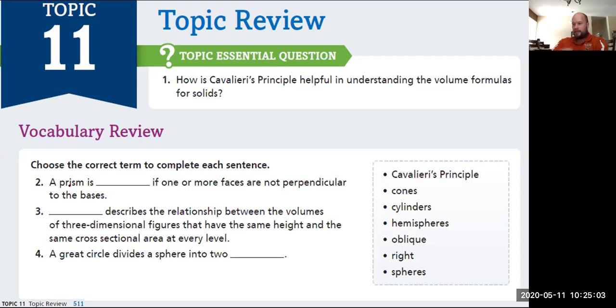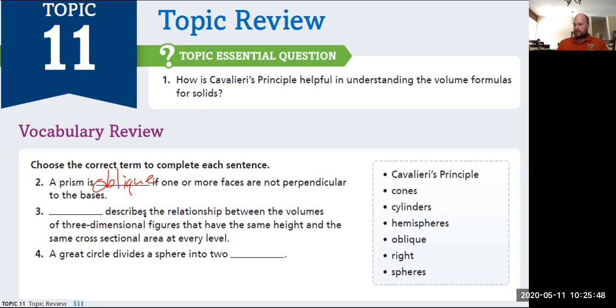For number 2, a prism is blank if one or more faces is not perpendicular to the bases. Well, if it's not perpendicular to the bases, that means that instead of going straight up and down, it's slanted. So that would be an oblique solid. So on here, oblique would be our first answer. Oblique.